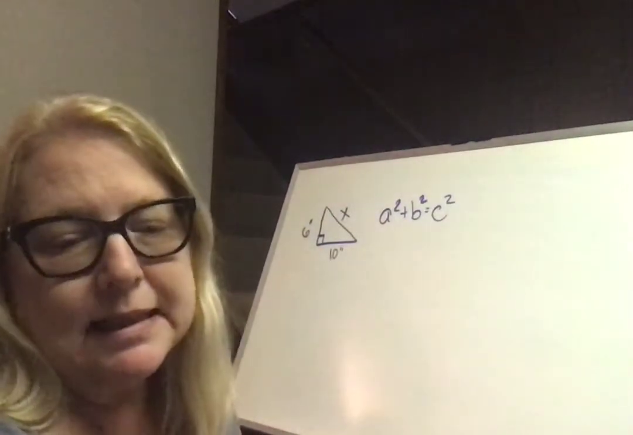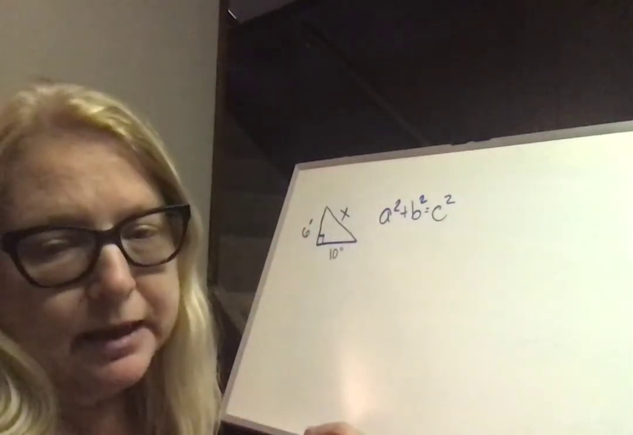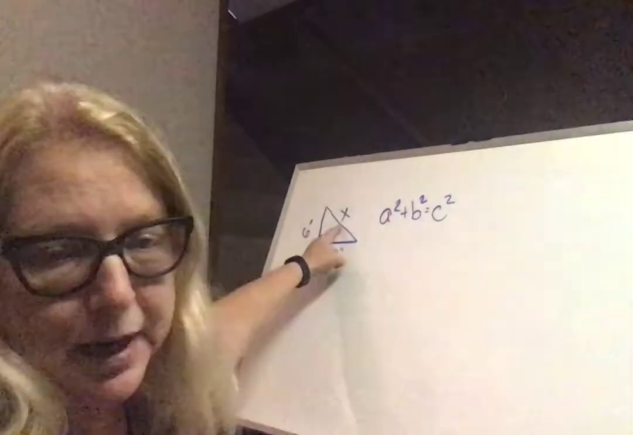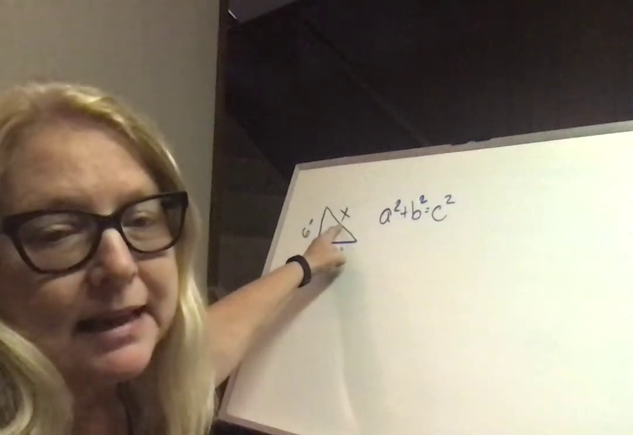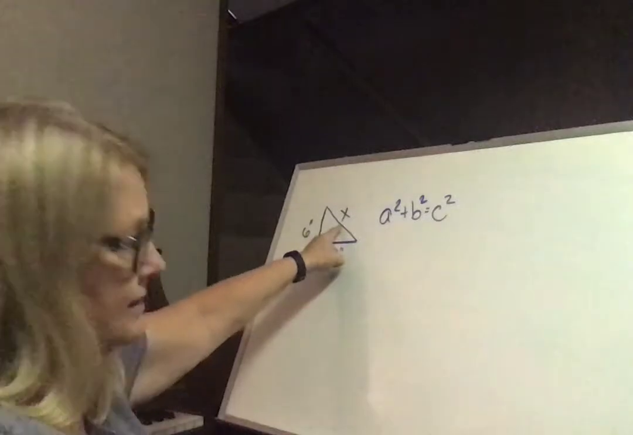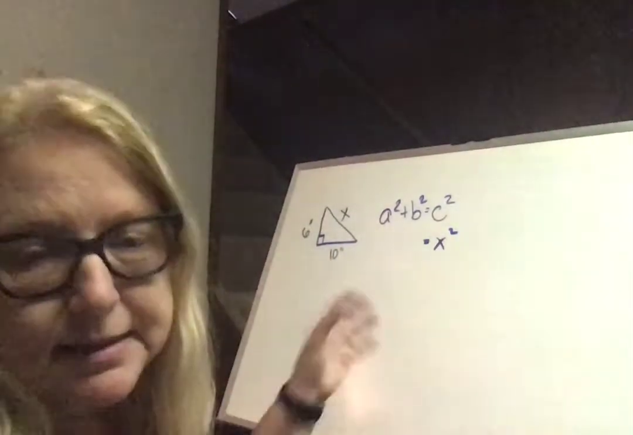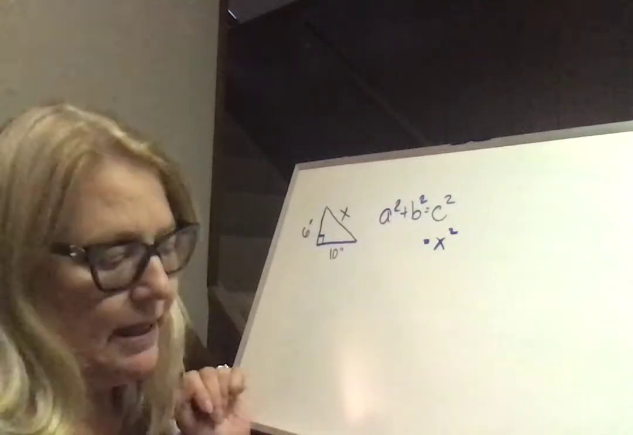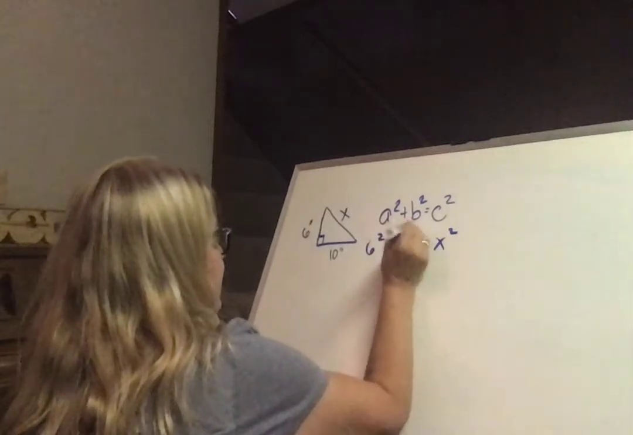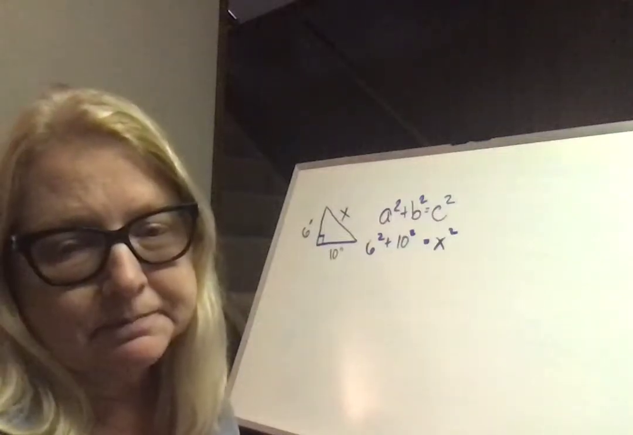Next, you should always sit and decide, is what we're looking for, the missing item, a leg or the hypotenuse? Since this one is sitting across from the right angle, just like the other video said, that makes it the hypotenuse. Hypotenuse replaces C. Legs can be interchangeable, A or B. So we'll write 6 squared plus 10 squared equals x squared. That's just filling in the formula.